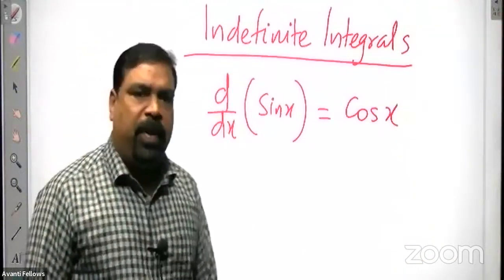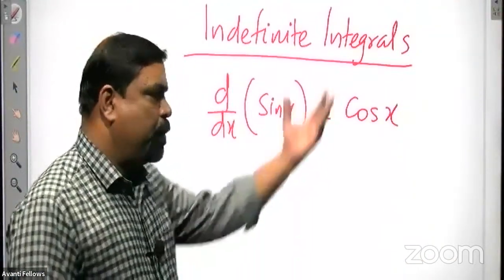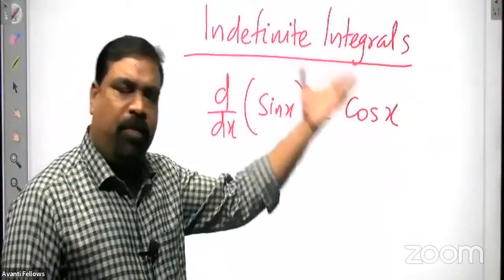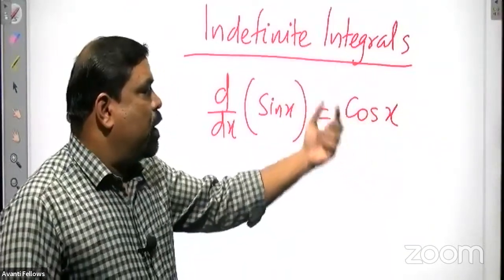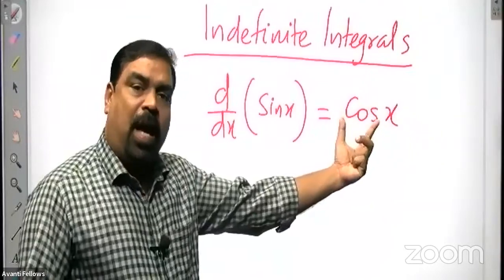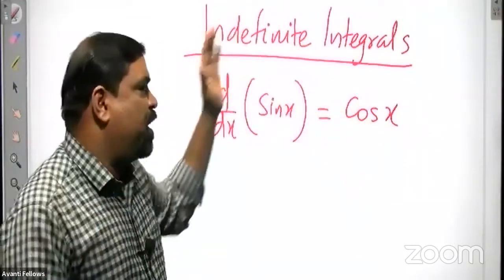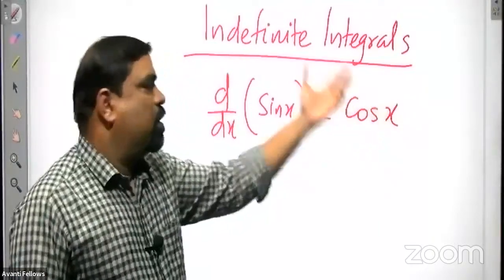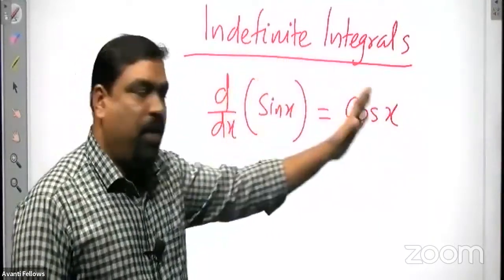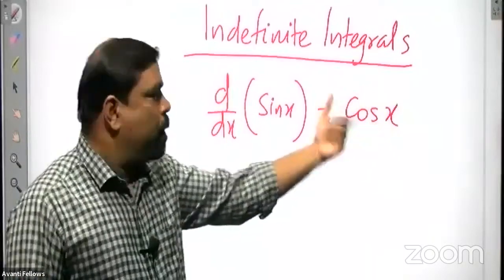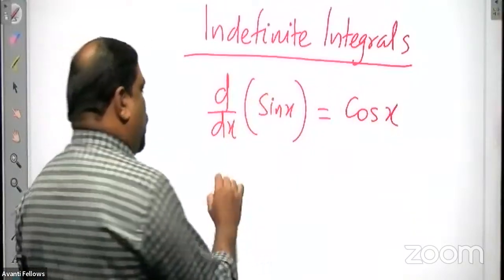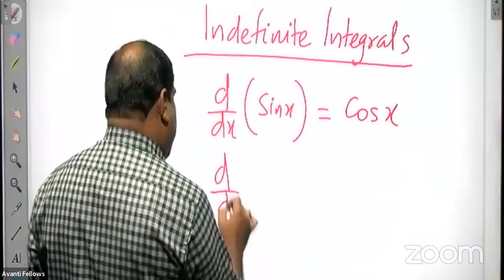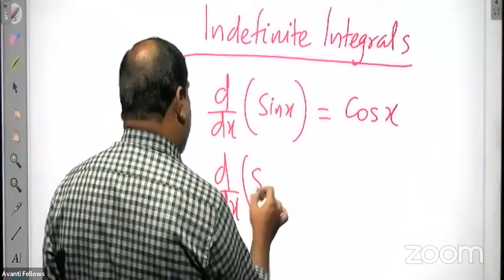The derivative of sin x, d by dx of sin x, is equal to cos x. Then we say cos x is the antiderivative of sin x. Yes, cos x is an integral of sin x. Antiderivative, integral.